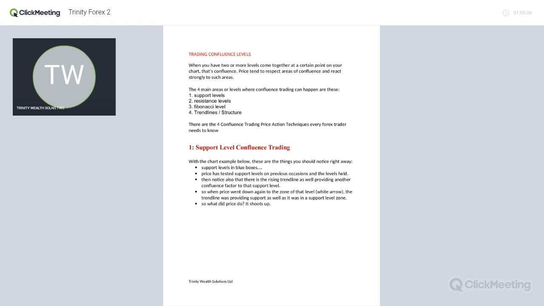So we are saying there are four main areas or levels where confluence trading can happen. And these are support levels or support zones, resistance levels, Fibonacci levels, and trend lines or structure, right? And all these you've seen what they are. And there are 4 confluence trading price action techniques every forex trader needs to know. And one is support level confluence trading. So you want to see what this is all about.